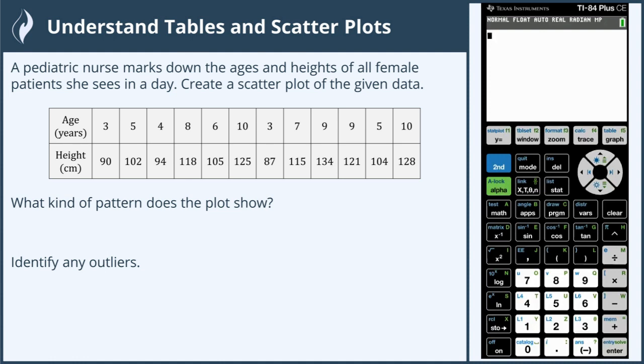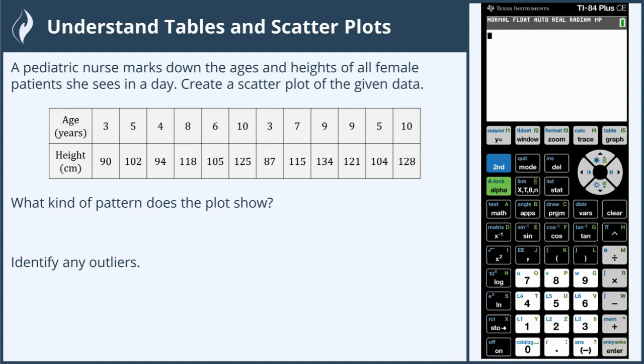So we're going to create a scatter plot here, and then we'll see if we have an outlier or not, and look at the pattern. So this is the information that we have. A pediatric nurse marks down the ages and heights of all female patients that she sees in a day. Create a scatter plot of the given data.